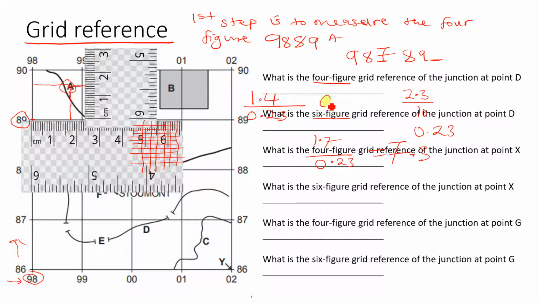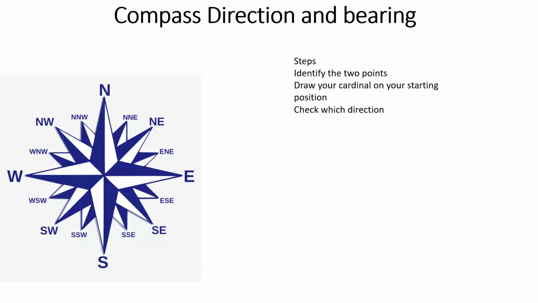So 1.4 divided by 0.23, I'm having 6.08. So this is approximately 6. It's not up to 5. So my 6-figure grid reference here now will be 987896. That's it.